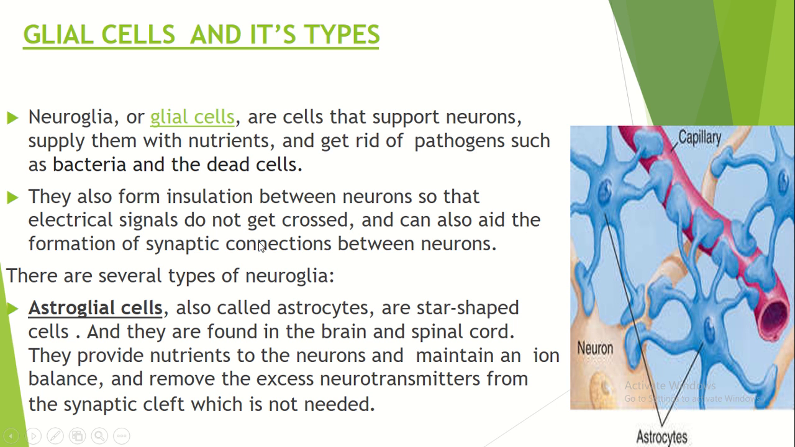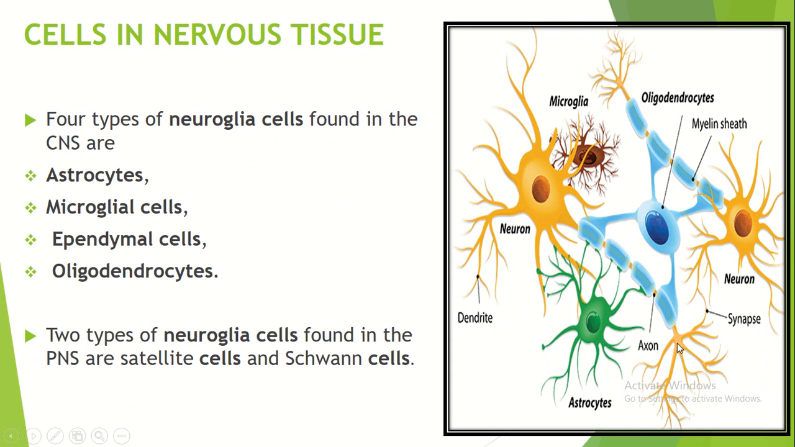They also aid in the formation of synaptic connections between the neurons. When two neurons are joined, that is a synaptic connection. Here you can see a synaptic connection which is formed by this oligodendrocyte. That is called the synaptic connection.